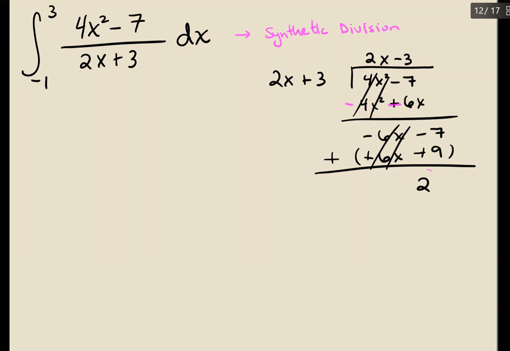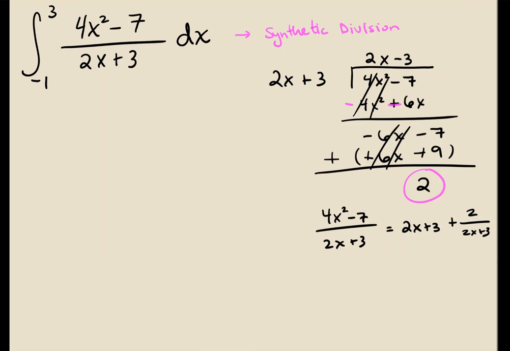Now at this point, our 2 is lower in exponents or degree than what we started with. We started with an x term. So that's how we know it's our stopping point. So the equation 4x squared minus 7 divided by 2x plus 3 is equal to 2x plus 3 plus 2 over 2x plus 3 is our remainder term.